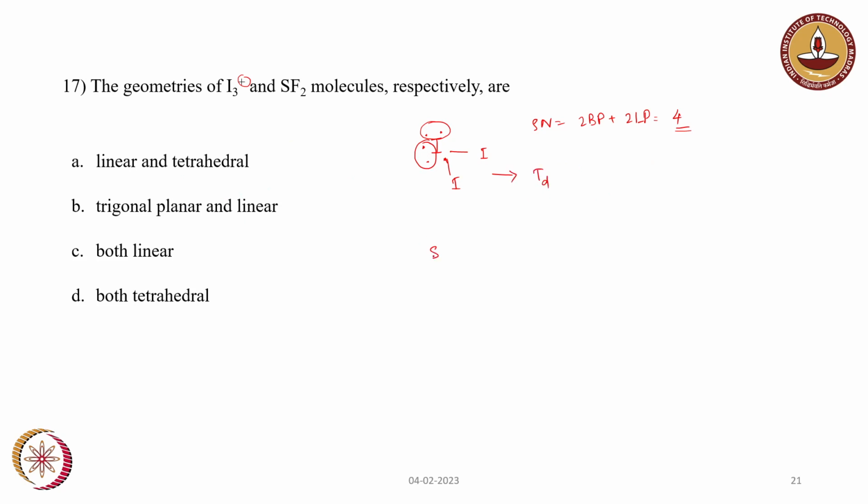And the second one is SF2. For SF2, sulfur has 6 valence electrons since it's in the oxygen family, and 2 fluorines are bonded to sulfur. So again 2 lone pairs and 2 bond pairs. So the steric number will be 4. So again it's tetrahedral. So the geometry will be both tetrahedral.